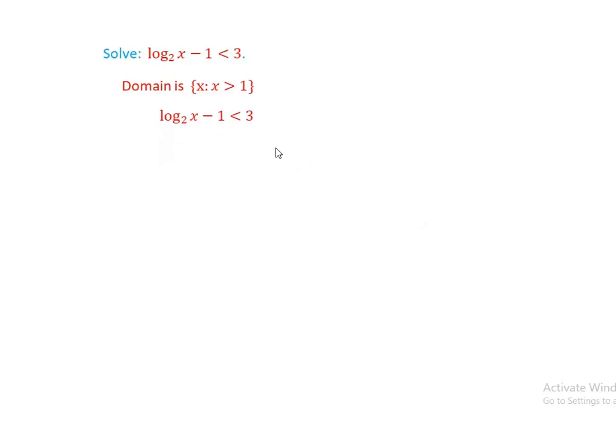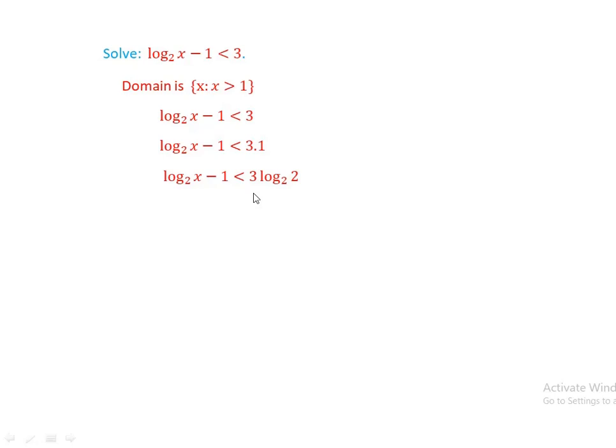Now the given expression says log of x minus 1 in base 2 less than 3. Now this is the same as log of x minus 1 in base 2 less than 3 times 1, which is 3. Again, this can be expressed as log of x minus 1 in base 2 less than 3 times log of 2 in base 2, because log 2 base 2 is 1, which is the same as these expressions.